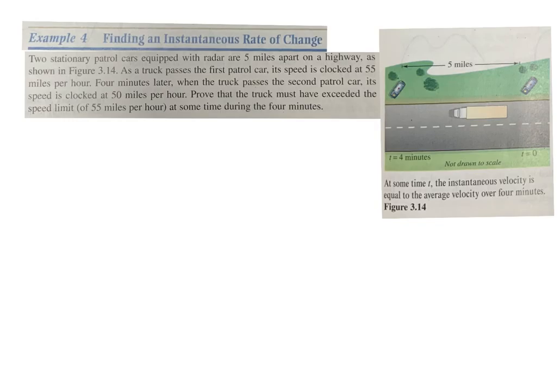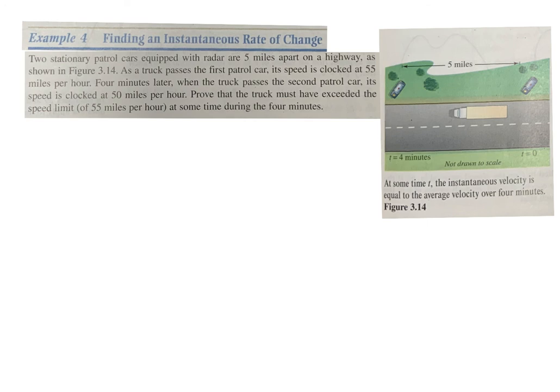All right, this word problem says two stationary patrol cars equipped with radar are 5 miles apart on a highway, as shown in the figure. As the truck passes the first patrol car, its speed is clocked at 55 miles an hour. Four minutes later, when the truck passes the second patrol car, it's clocked at 50 miles an hour. Prove that the truck must have exceeded the speed limit of 55 miles an hour at some time during the 4 minutes. All right, so we have to do it in miles per hour.